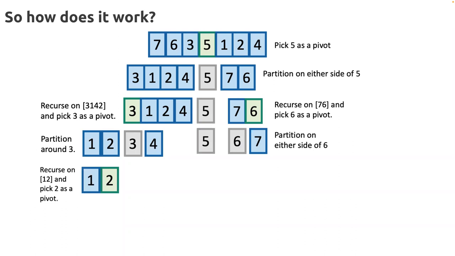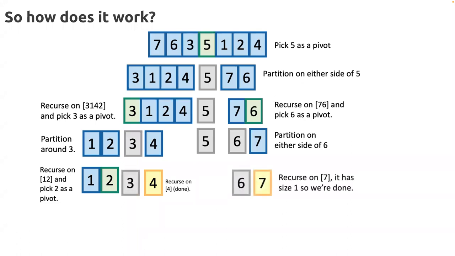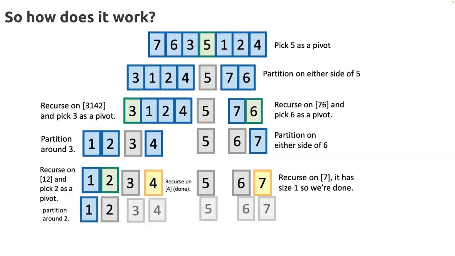Let's say we pick two as the pivot. We recurse on this right side, but it's of size one, so we're done. We hit the base case where we're in size one. We bring down three. We partition, so on this side, the left side is empty. Again, we hit a base case where we do nothing. The right side is of size one, so again we hit a base case and we're done. And then we partition around the two. We bring everything else down, since we've already finished computing them.